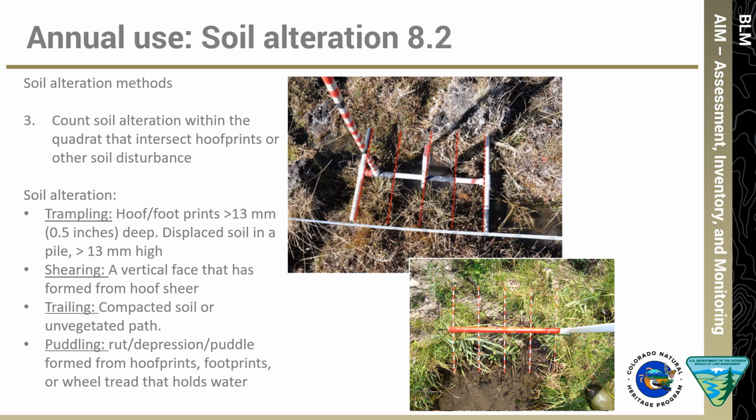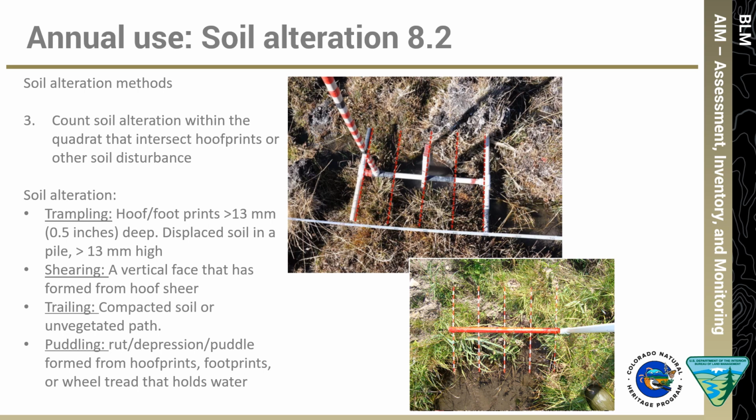Trampling is hoofprints, footprints, or wheel or tread track depressions in the soil at least half an inch or 13 millimeters that exposes bare soil. The depression is measured from the top of the soil surface to the bottom of the impression. Alternatively, trampling can be identified as displaced soil moved into a pile that's at least half an inch or 13 millimeters high. Shearing is the removal of a portion of soil by ungulate hooves, leaving a smooth vertical surface and an indentation of a hoofprint at the bottom or along the sides.